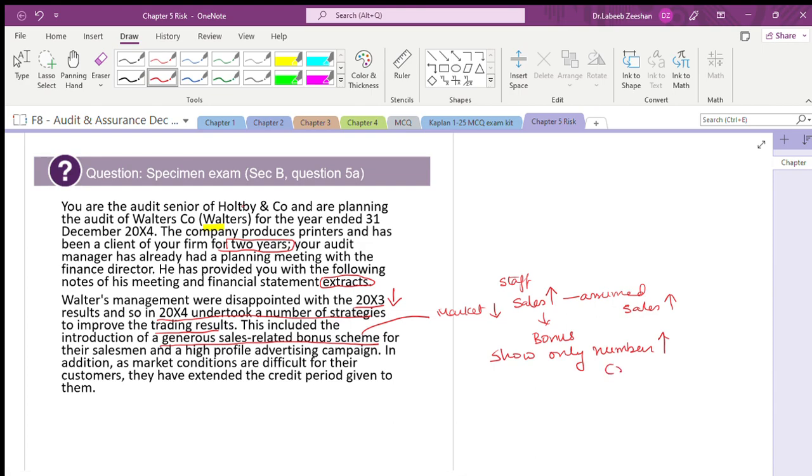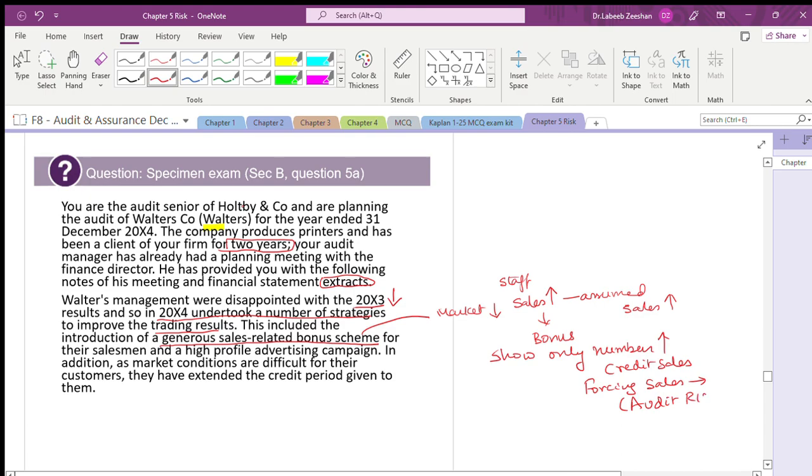Because most of the time, this will be credit sales. Now you are selling on credit, you will get the money after 90 days. What happened 90 days after that? Nobody knows. Some people will pay you, some people will not pay you. You are forcing the sales. When you force the sales, then you have to think, this is nothing but an audit risk.